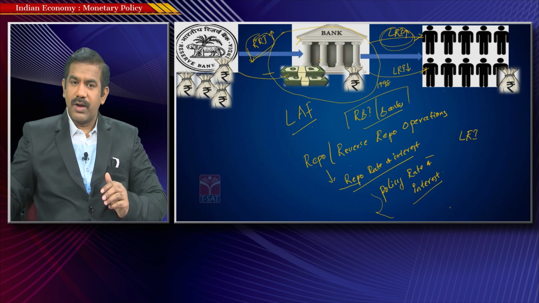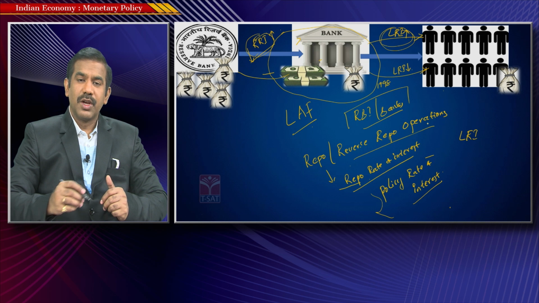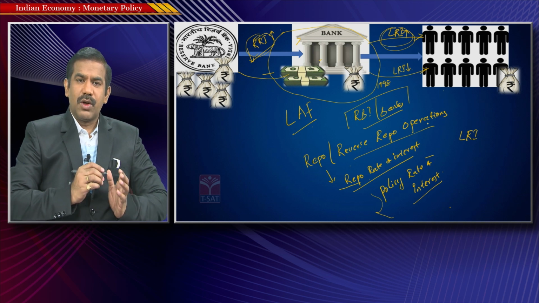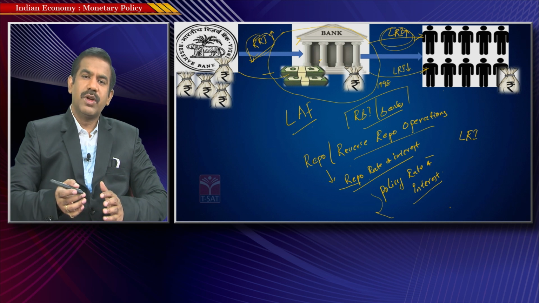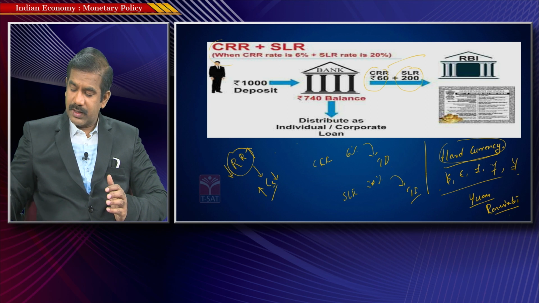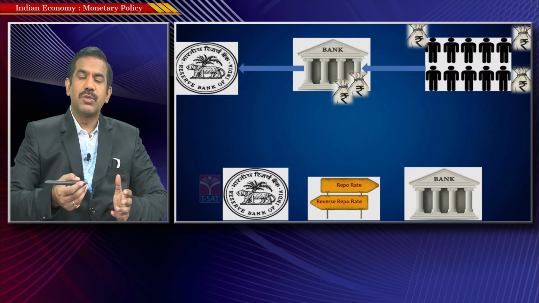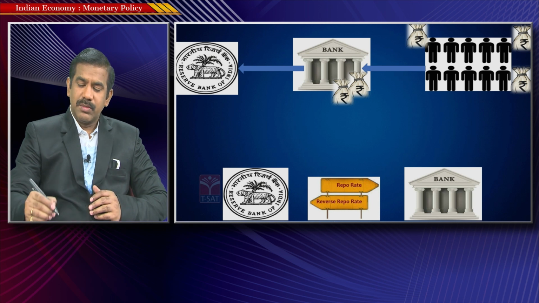So now let's go ahead with the other part of the liquidity adjustment facility, that is reverse repo rate. As I already made clear, repo rate is the rate at which RBI lends money to the banks. Now just look at it in the reverse way. Reverse repo rate is the rate at which RBI borrows money from banks, or banks park their money with RBI. It's as simple as that.